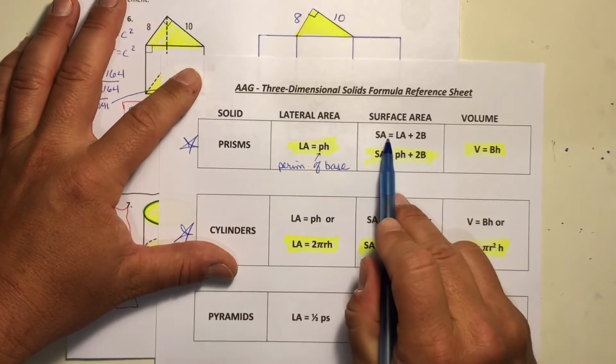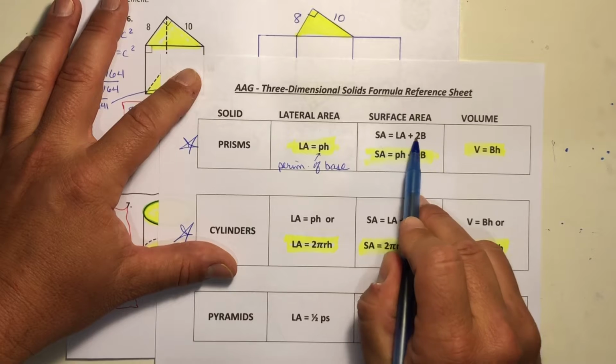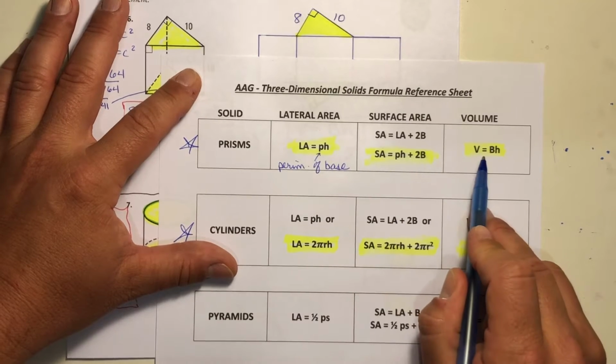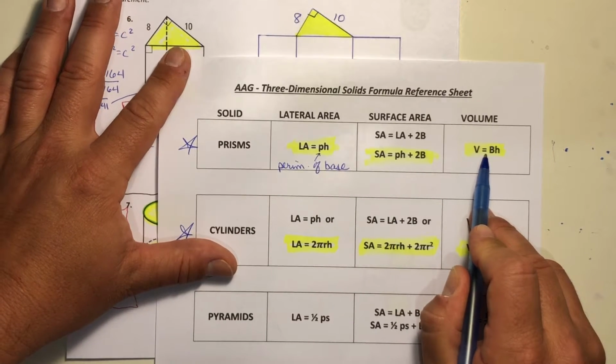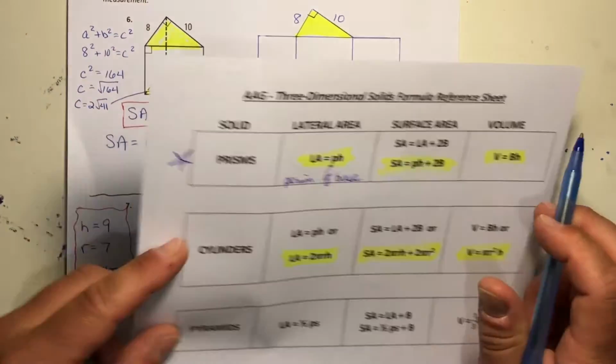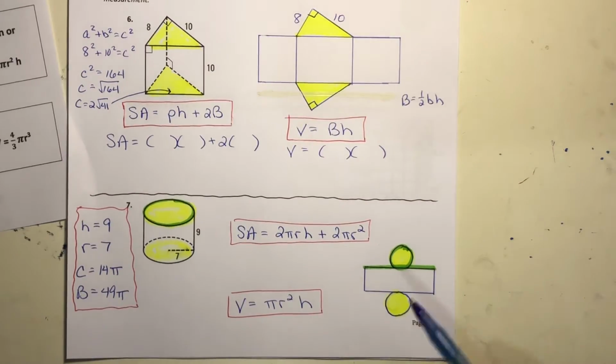Okay, but remember, surface area is going to be the lateral area plus 2 base areas. Volume is the area of the base multiplied by how tall it is. So in your work for today, I actually want to go over questions 6 and 7. So here's some free answers, guys, all right?